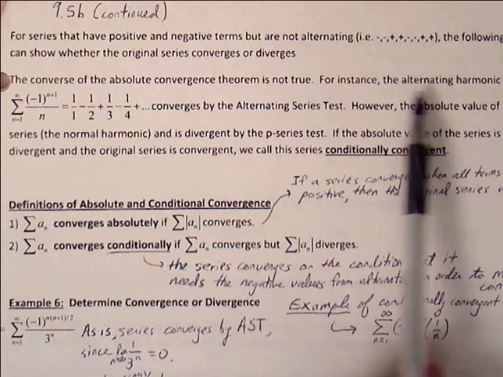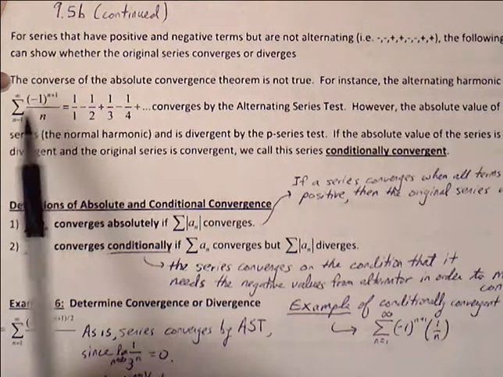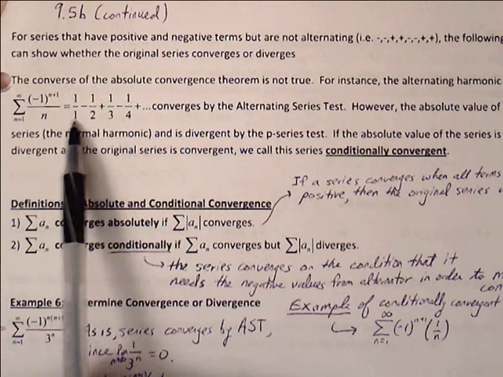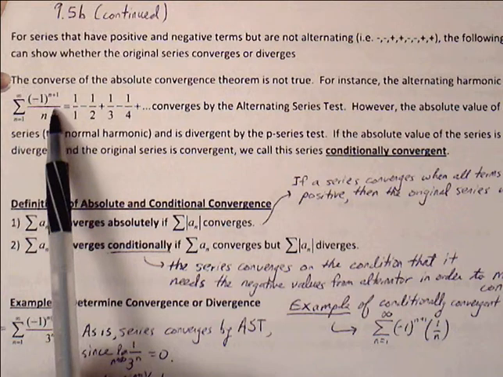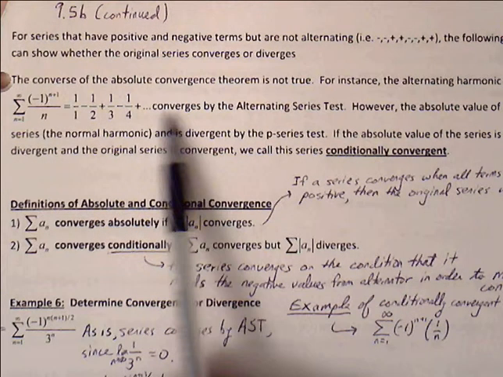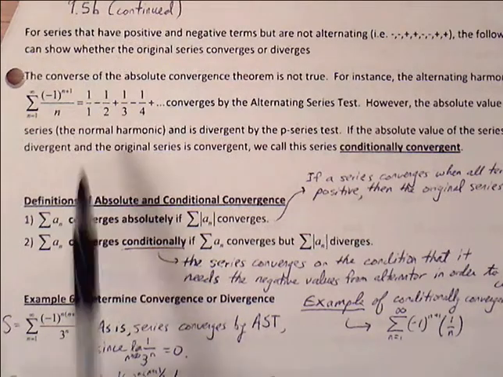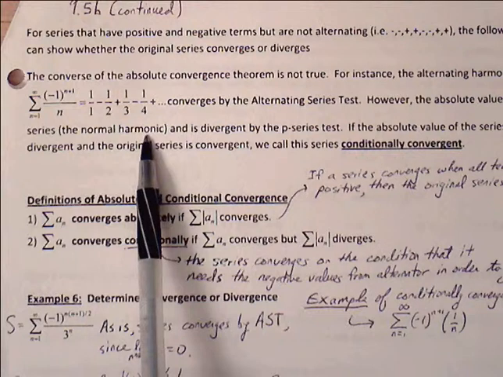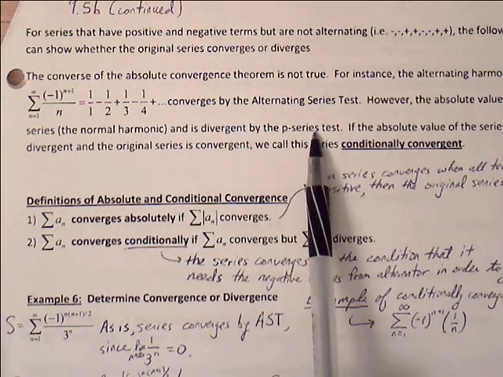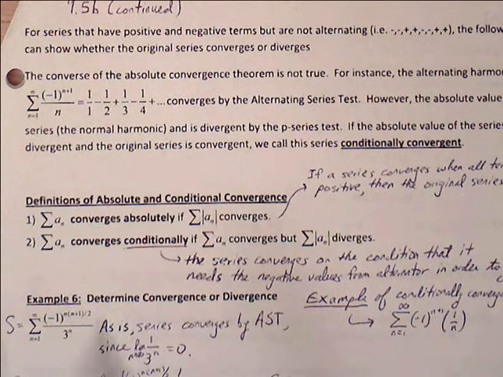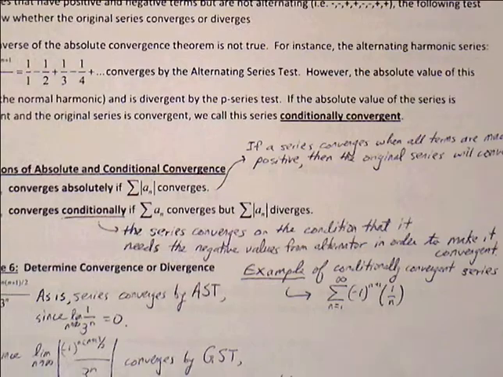For instance, the alternating harmonic series, right, this divergent harmonic series, however, in the presence of an alternator, converges by the alternating series test. We saw that before. However, the absolute value of this series, which is the normal harmonic series, 1 over n, is divergent by the p-series test. If the absolute value of the series is divergent and the original series is convergent, we call this conditionally convergent.